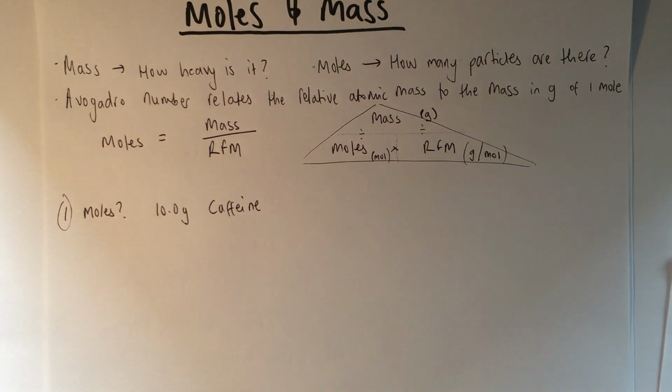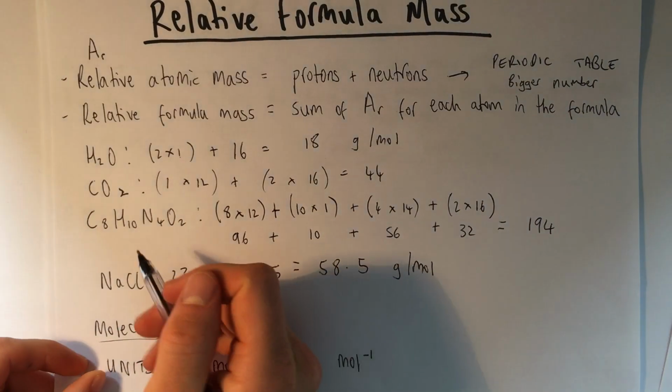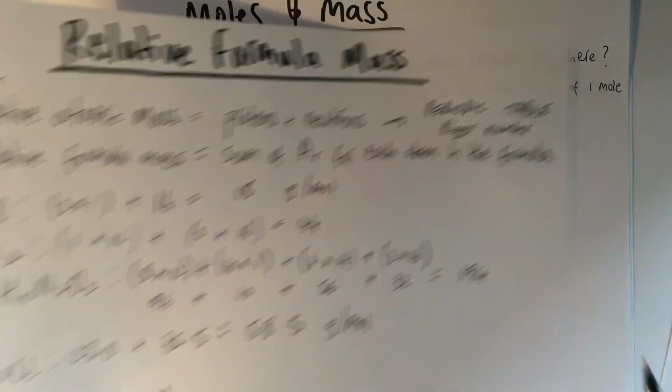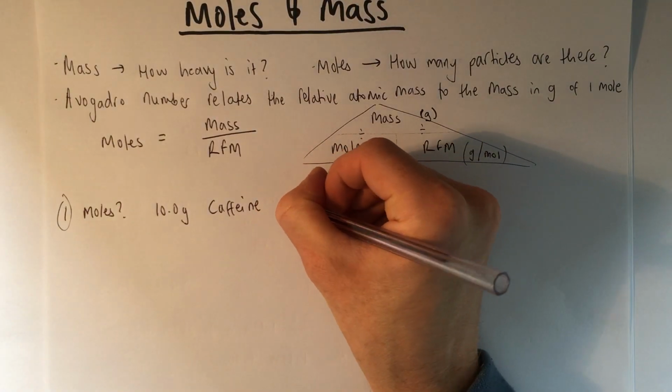So on the video where I talked about relative formula mass, I used caffeine as an example, and we worked out that the relative formula mass of caffeine is 194. So I'll just make a note of that.